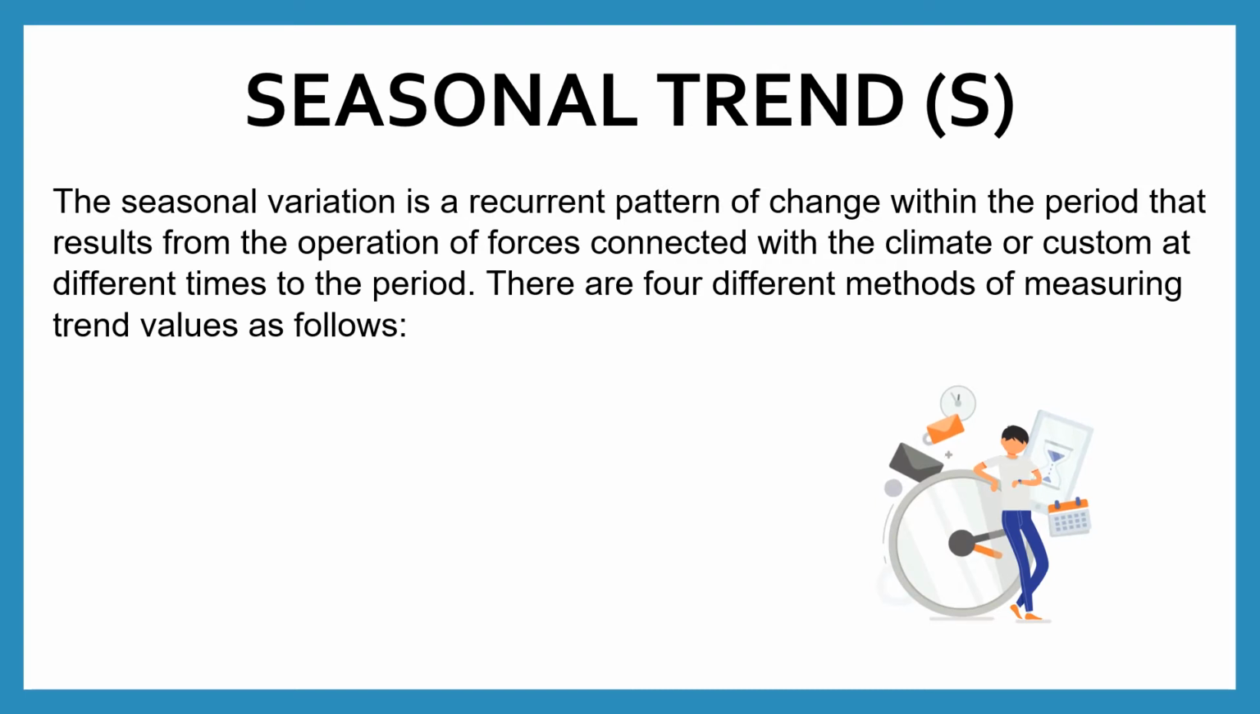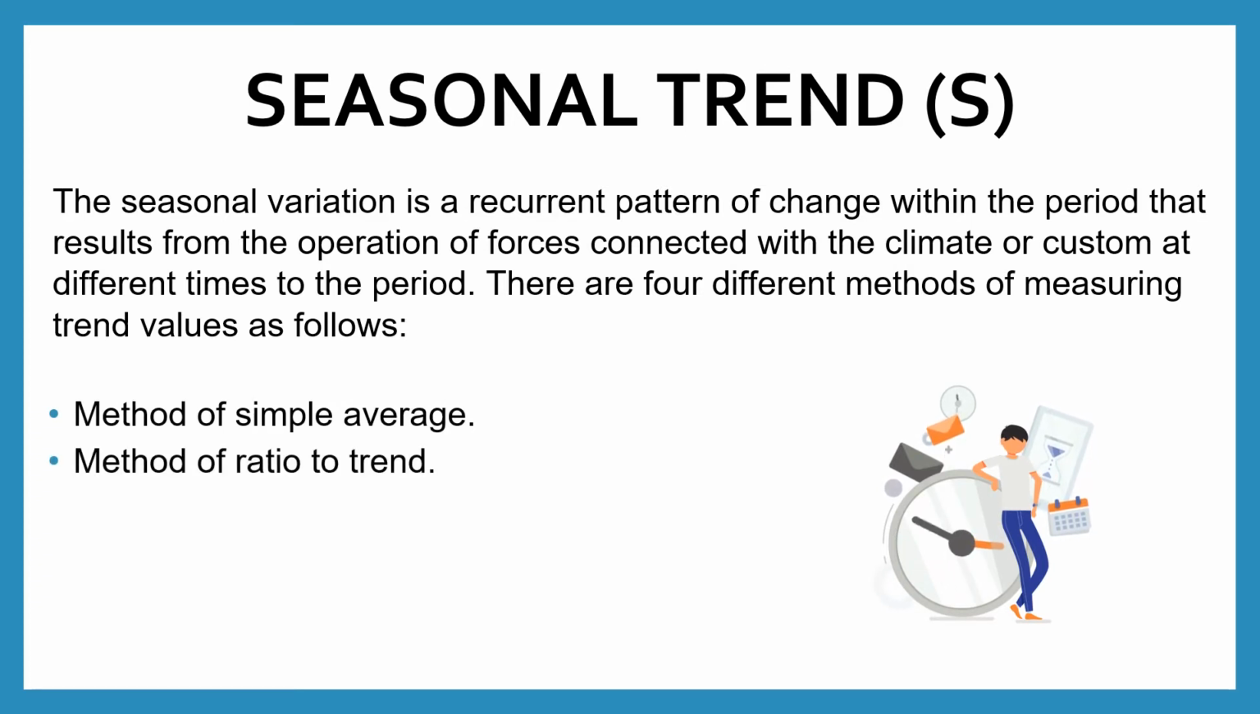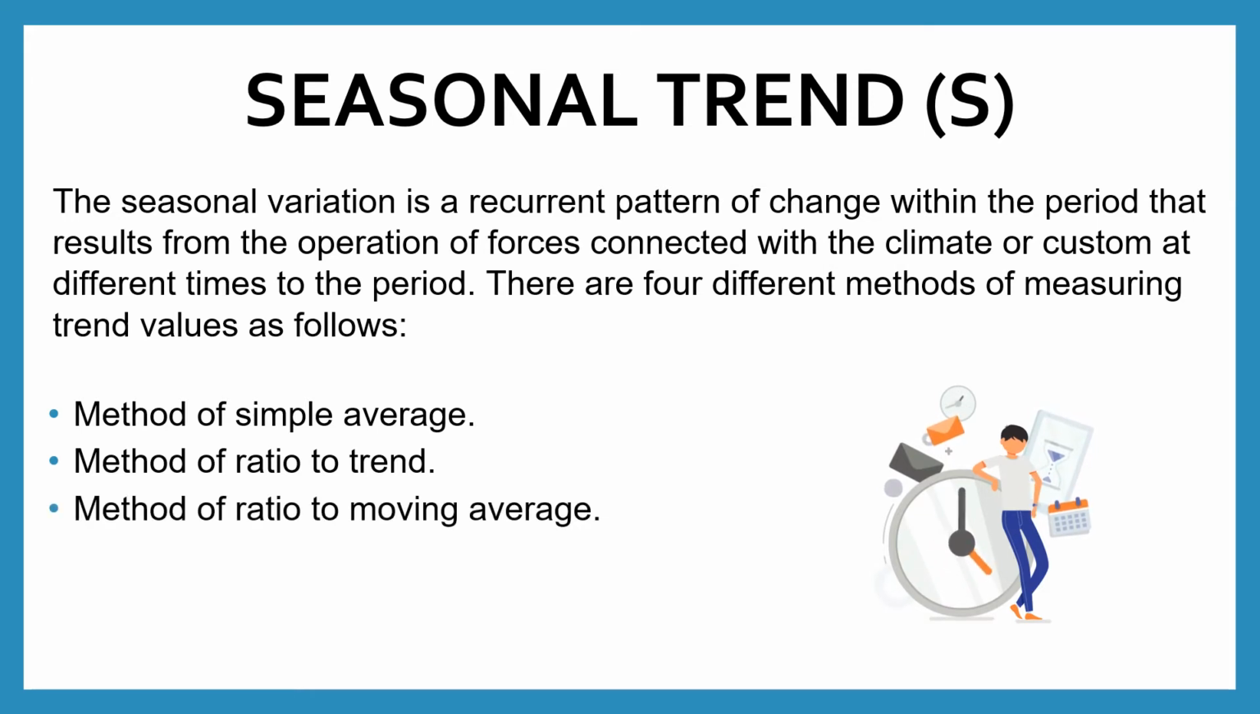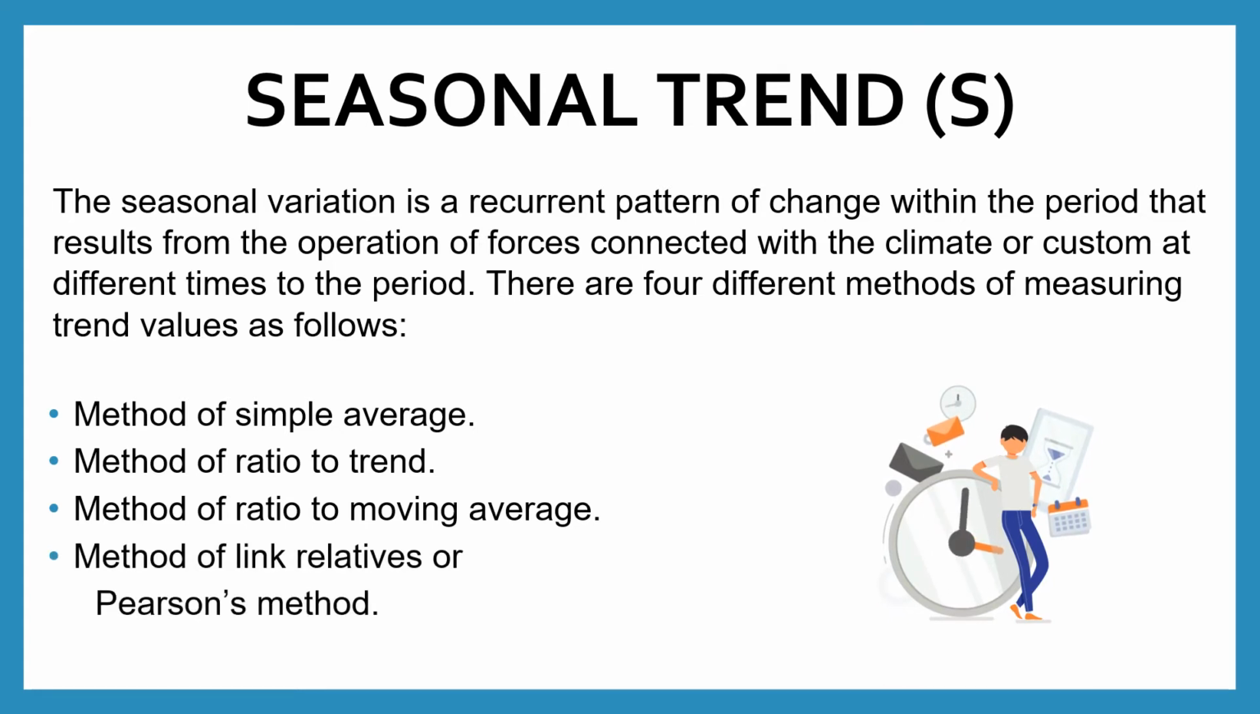There are four different methods of measuring seasonal values as follows. Method of simple average, method of ratio to trend, method of ratio to moving average, method of link relatives or Pearson's method.